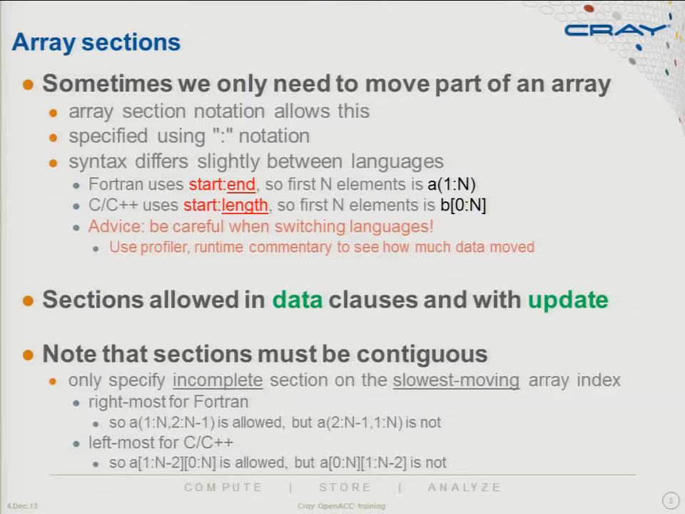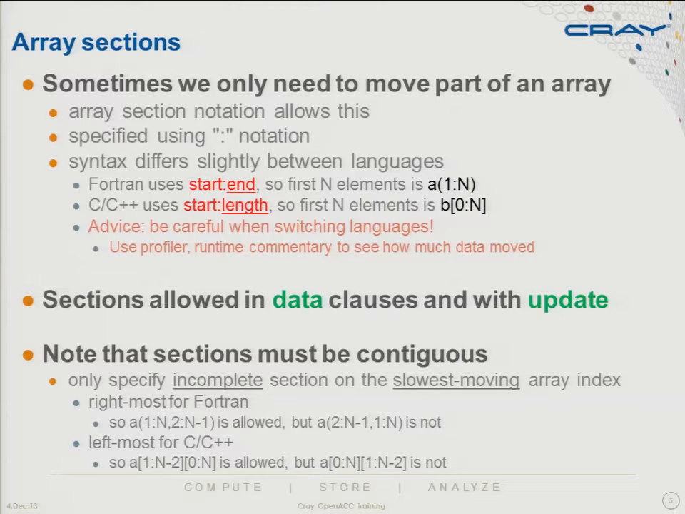If you do slices on multi-dimensional arrays, it has to be a contiguous block of data. What that means is that if you're doing Fortran, you have to have all of the elements in the left ones, and then an incomplete slice has to be on the right. And you can only have one incomplete slice. And then that's one block of memory.